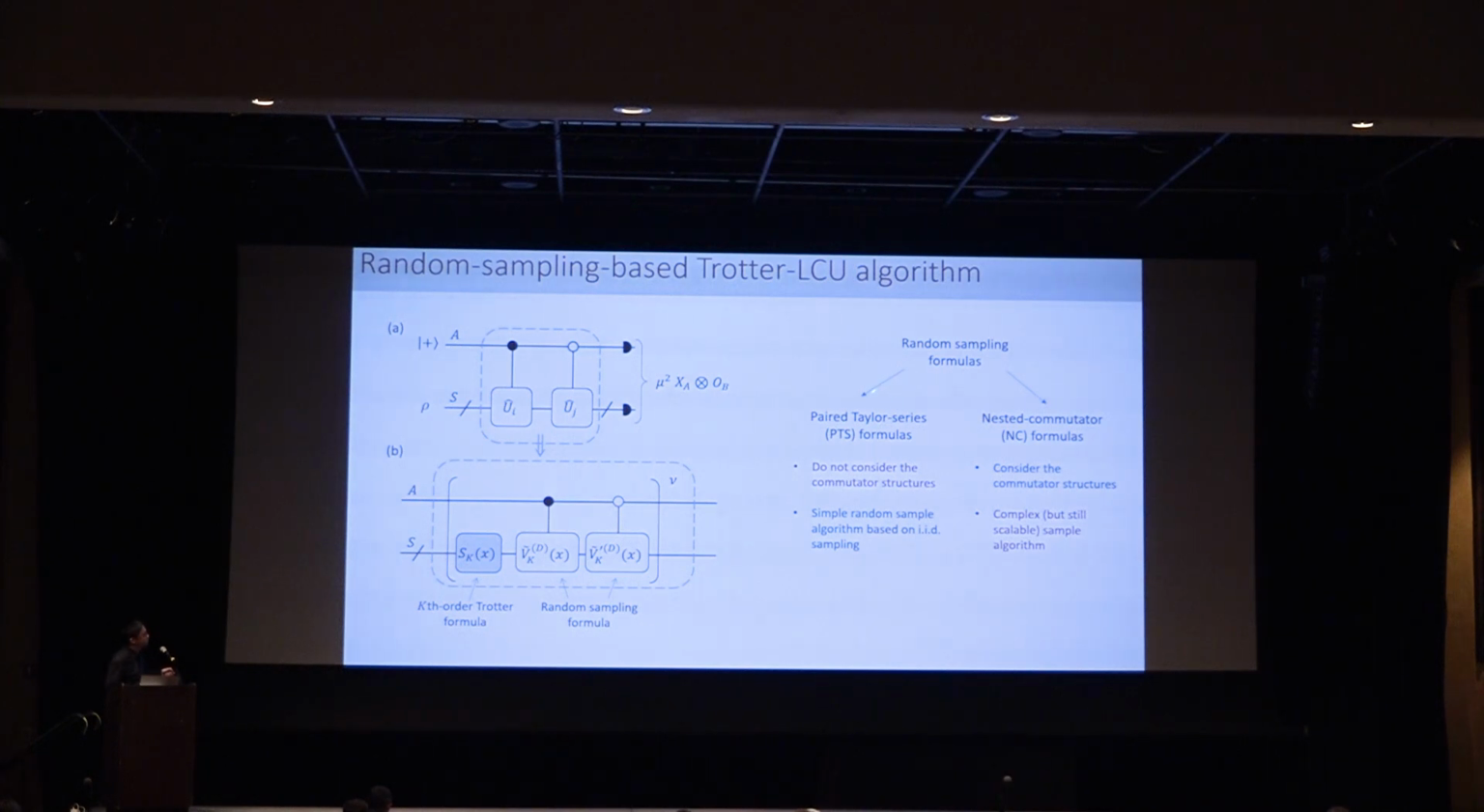And so we may consider two ways to construct the LCU formula. One way we call the Taylor series formula. In this case, we don't consider the commutator structure of the Trotter error. But this kind of expansion admits a very simple random sampling, same as qDRIFT. And in the other LCU expansion, we consider the commutator form of the Trotter error. This will be more complicated to sample, but still we can use it to improve the system size dependence.